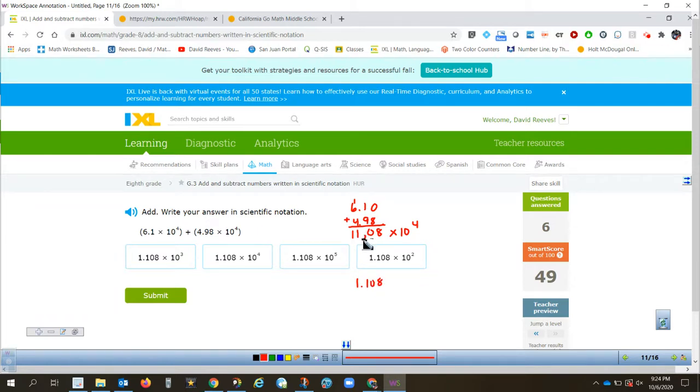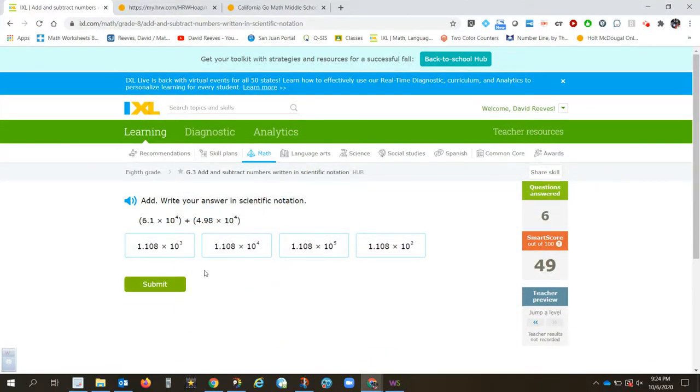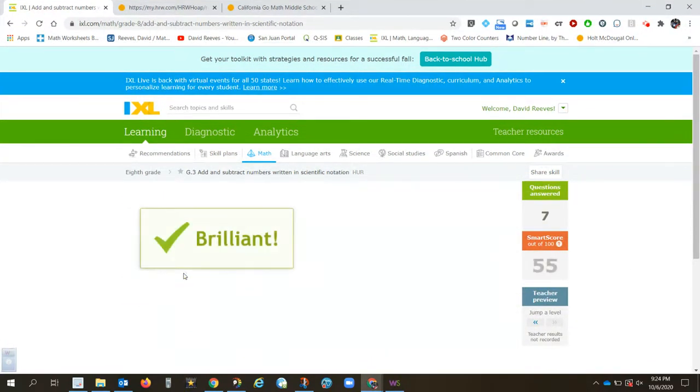1.108. I moved the decimal back one place. I made this 10 times smaller, so this one must get 10 times bigger, right? So it's 10 to the first times 10 to the fourth, which is 10 to the fifth. If you make the coefficient smaller, the power gets bigger. If you make the coefficient bigger, the power gets smaller. 1.108 times 10 to the fifth power.